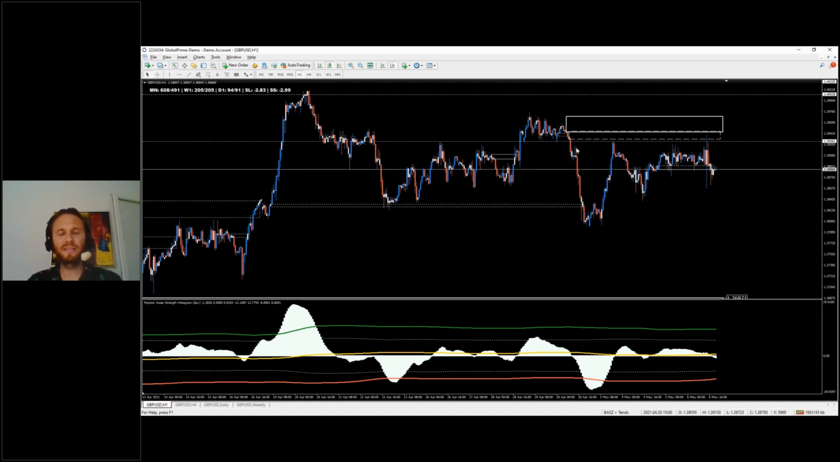Price left here, and it went all the way down here in 1, 2, 3, 4, 5 hours. That's not a lot of time. And in those 5 hours, we actually managed to remove this strong area of demand, which was tested once, and now it's gone.